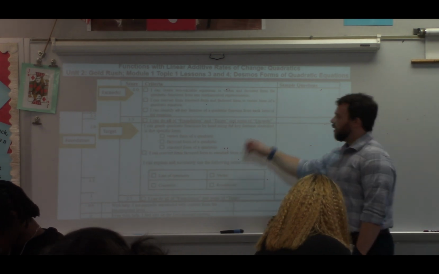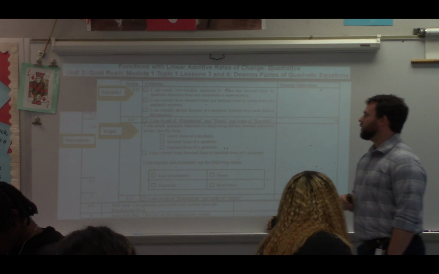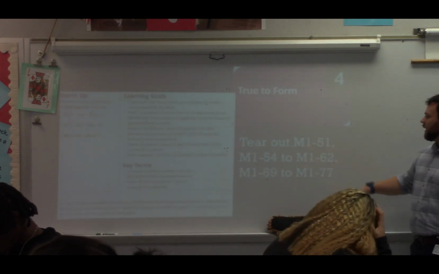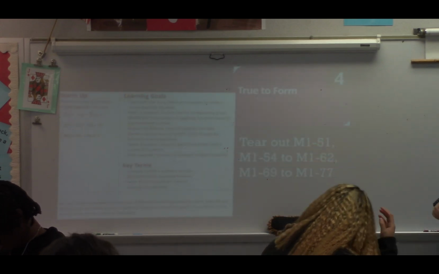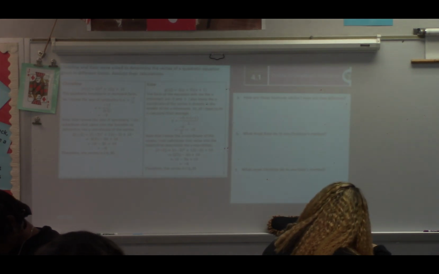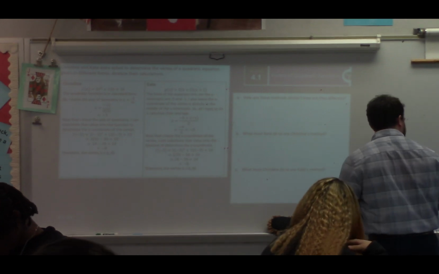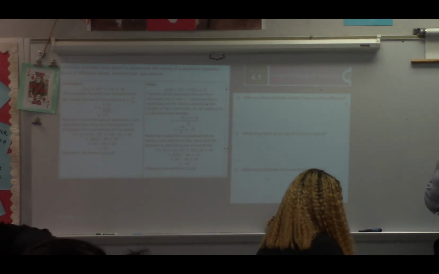But all the key features of those quadratic functions. So these were the official pages that we should have already had torn out. We're mostly going to focus on 69 and 71 today. Okay, so let's do this quick recap. First things first.